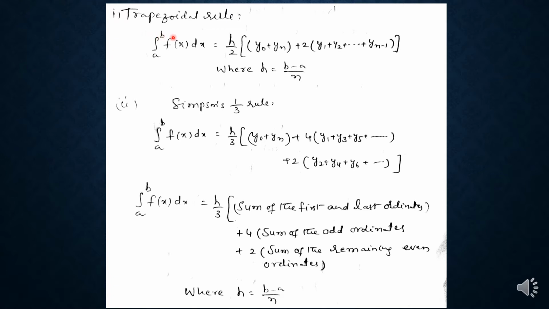So we'll see what the trapezoidal rule is. The formula for the trapezoidal rule is: integral a to b of f of x dx is equal to h by 2 into [y0 plus yn plus 2 into (y1 plus y2 plus up to yn minus 1)], where h is equal to (b minus a) by n.